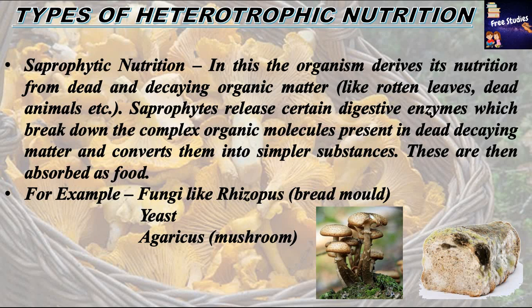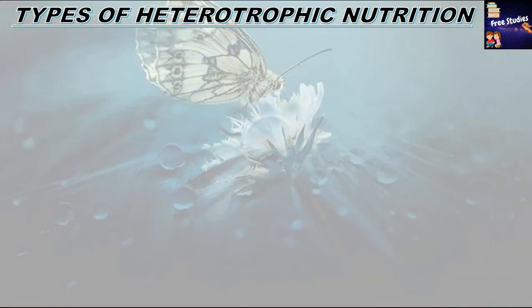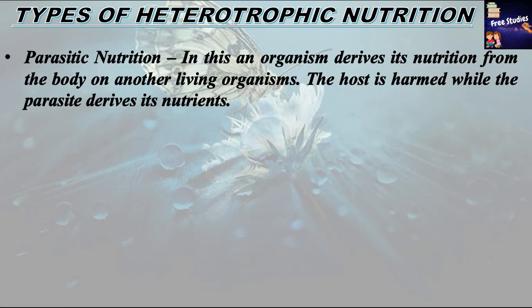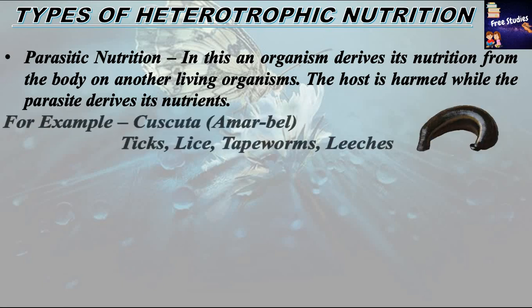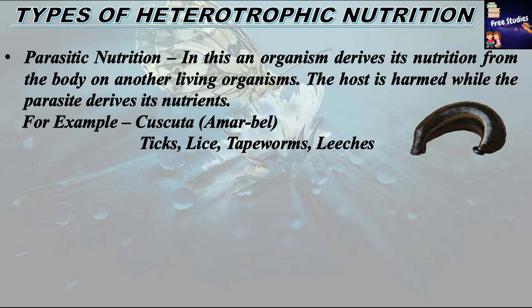Now, the second type of heterotrophic nutrition is parasitic nutrition. In this, the organism derives its nutrition from the body of another living organism. The host is harmed while the parasite derives its nutrition. For example, Cuscuta, which is also known as amarbel, ticks, lice, tapeworms, leeches, etc.